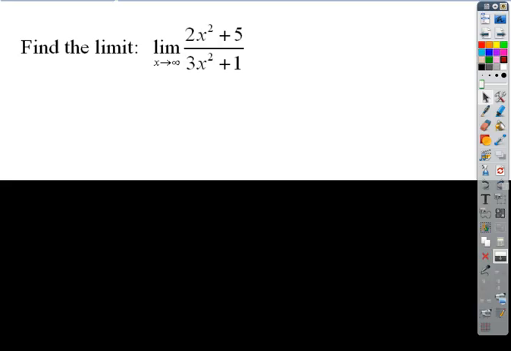So if I try to take this limit directly, it doesn't work, right? Because I can't be plugging in infinities. Infinity is not a number. If I were to let x approach infinity, wouldn't you agree that the top of this fraction, the numerator, is exploding and the bottom is too? And that's indeterminate. That's an indeterminate form of a limit.